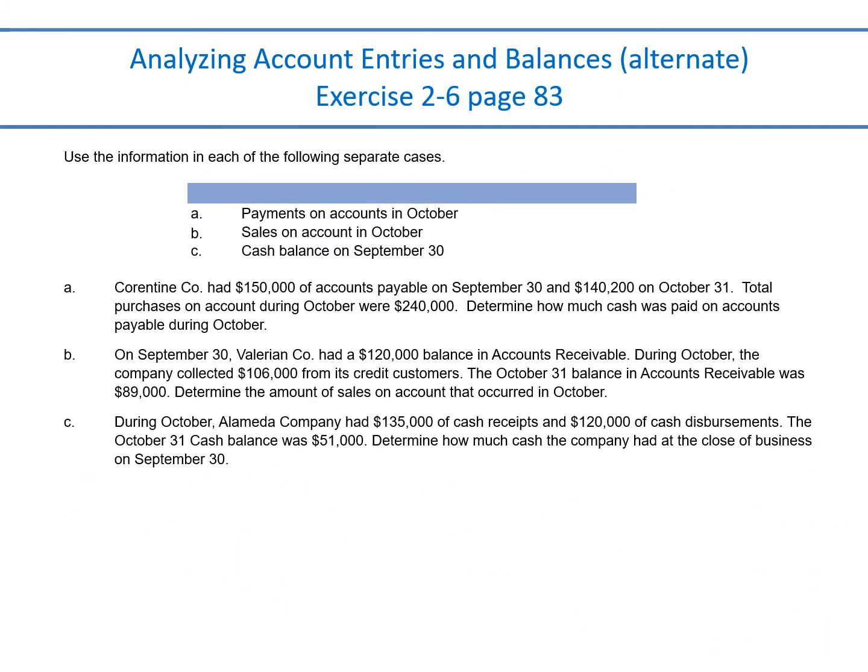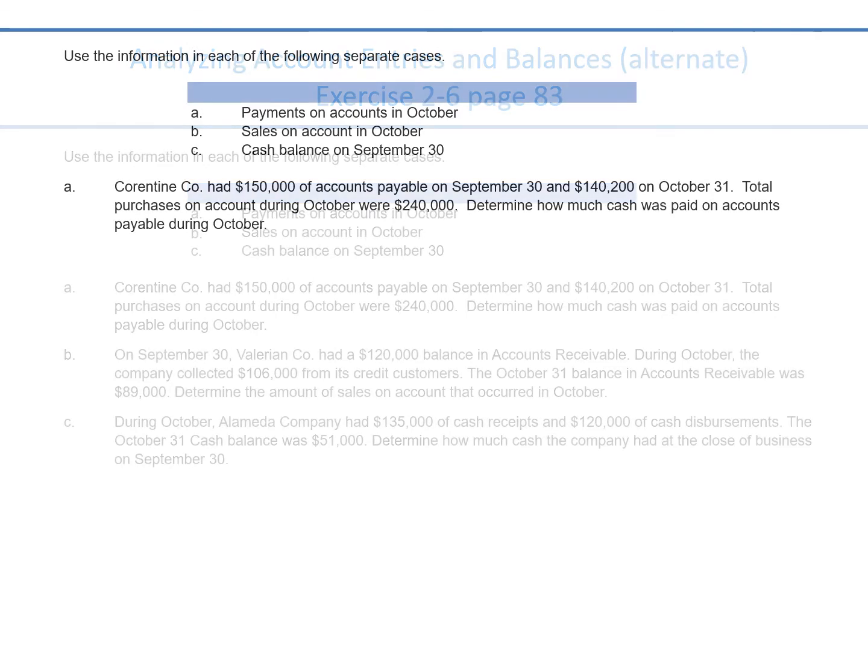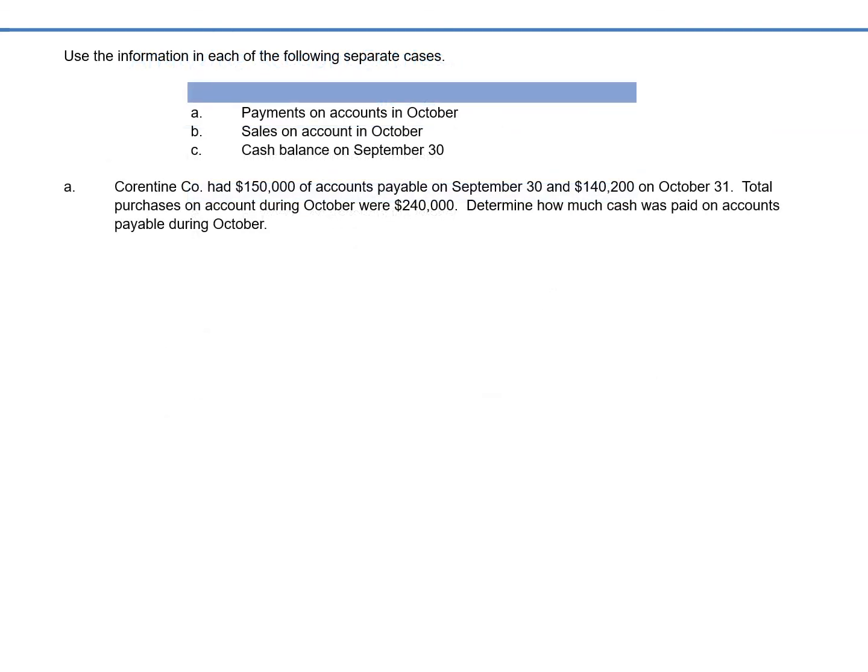Okay, so here's another problem that's exactly the same as the one we just went through. So let's look at A, B, and C on this one and see how you do. So in part A, they're asking you to solve for the payments on accounts in October. So why don't you pause the recording, try it out on your own, using the same method that we did in the previous one, and then you can resume the recording and see how you did.